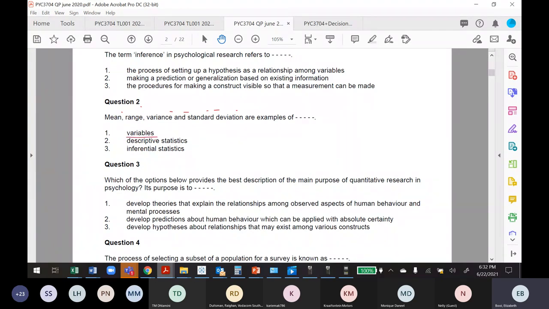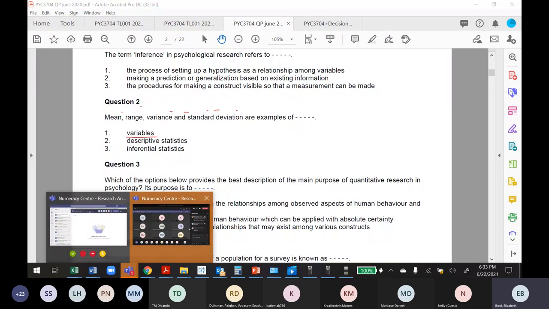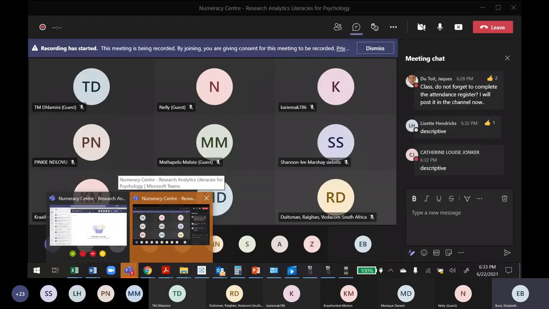Variables are characteristics that describe your population or your sample of interest. For example, a variable is like gender, race, and so forth. So in this regard, with this question two, your answer will be option two.